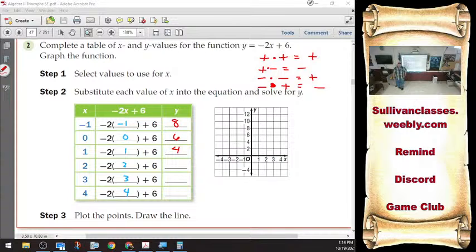Fill in the rest of the table. You see the pattern already? What are they doing every time? 8, 6, 4. Counting by twos, downward, right? So then 2, 0, careful, -2.